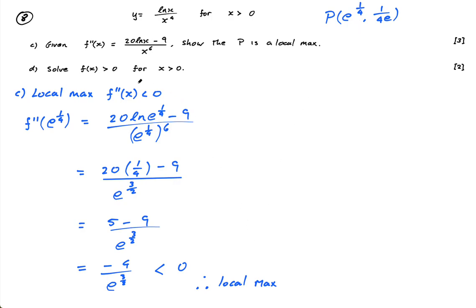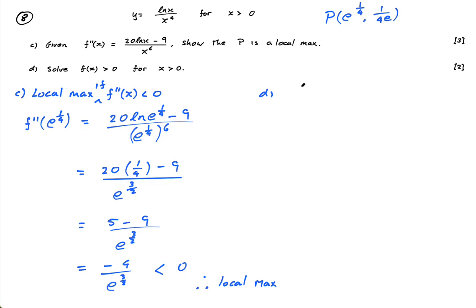Okay, that's it. So you just needed to show that this, at this point, is negative, and at least say that if it's negative, then it is a local max. So maybe I should say local max if f double dash of x is less than 0. Okay, part D. Solve f of x is greater than 0 for x is greater than 0.